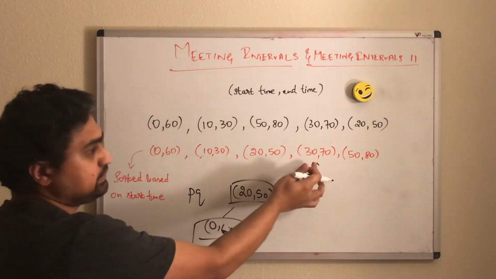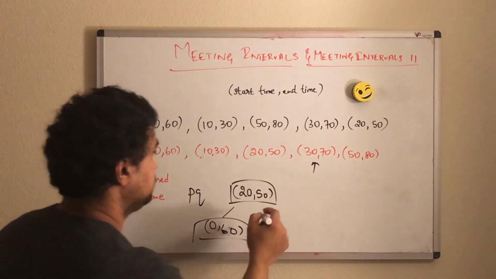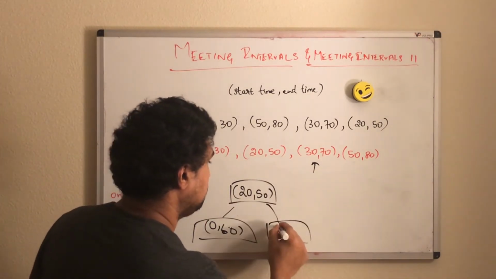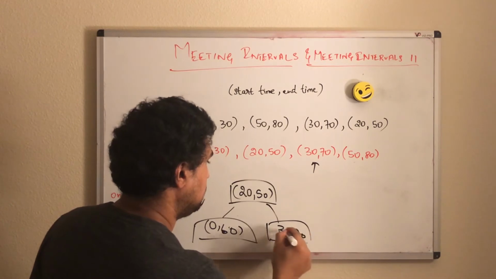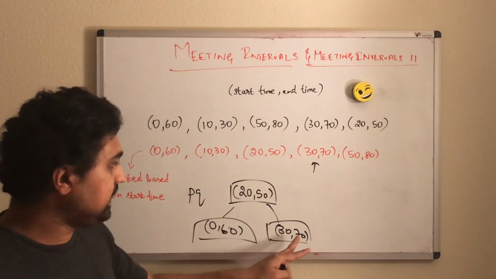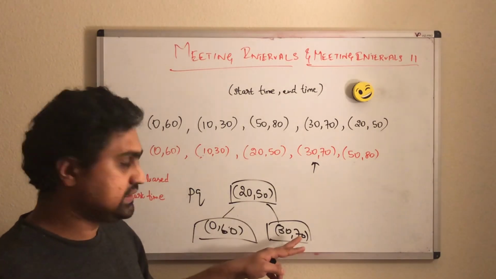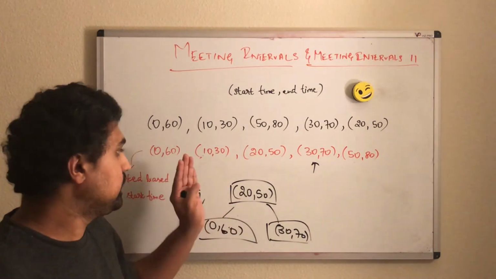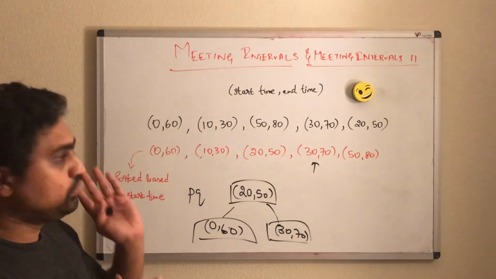Now let's add this meeting 30, 70 to the priority queue. Okay, so the end time here is less than the end time of this new meeting 30, 70. So the priority queue is balanced now. So let's move to the new meeting.